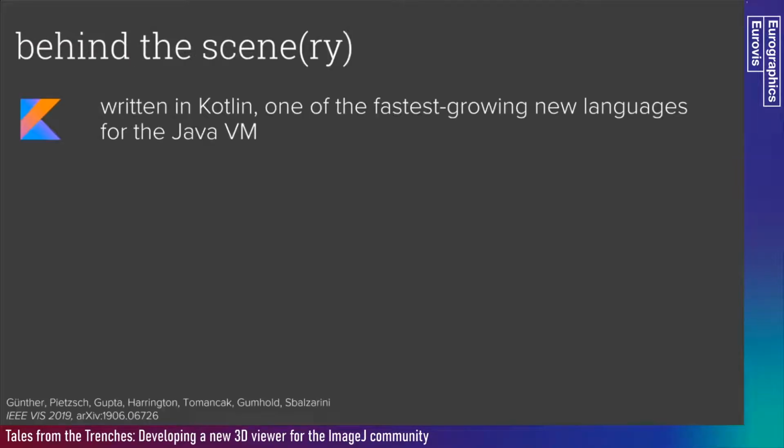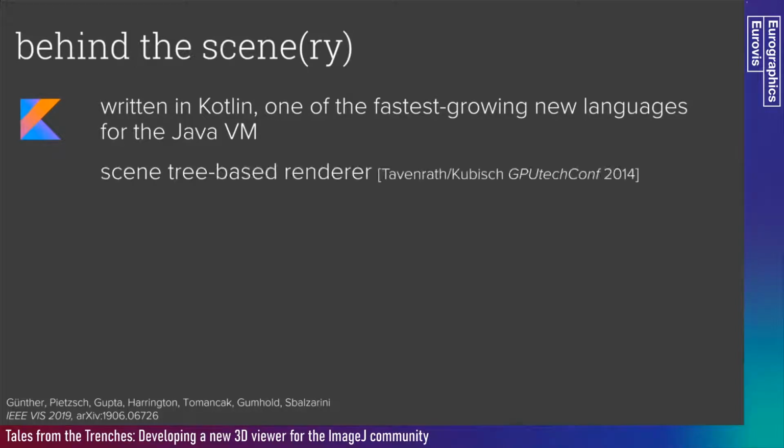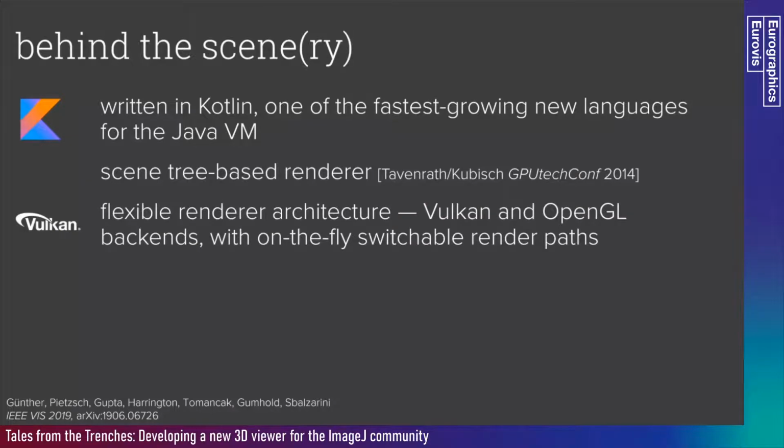And behind the scenes, or scenery, pardon the pun, is actually Kotlin. Kotlin is one of the fastest growing new languages for the Java virtual machine at the moment. The backbone is a scene tree based renderer. Scene trees were introduced by Tavian Barnes at GPU TechConf in 2014, and we provide in Scenery a flexible renderer architecture with both Vulkan and OpenGL backends, and the render path used is switchable on the fly and can be defined with simple YAML files.